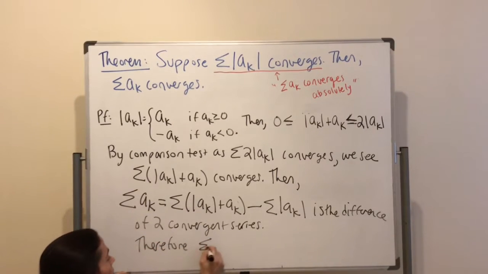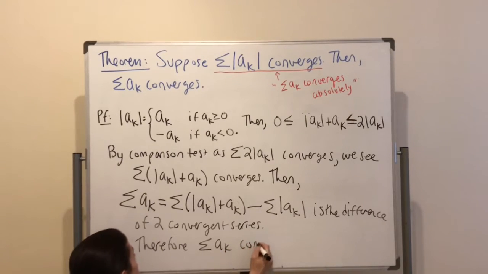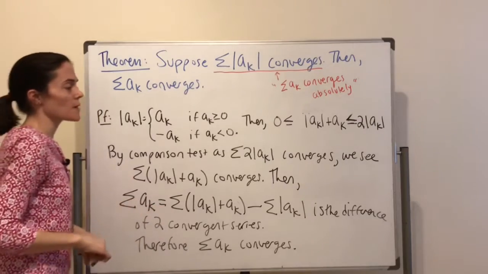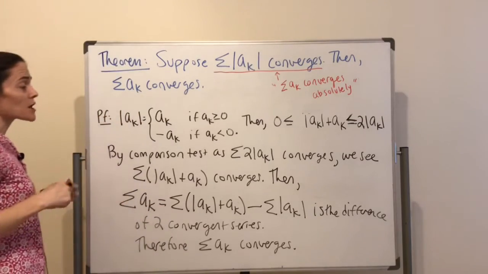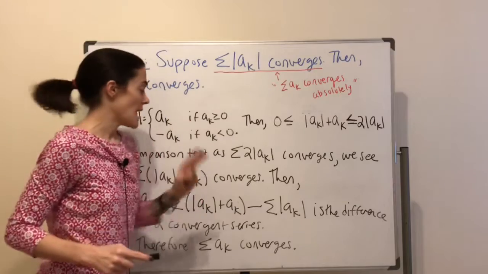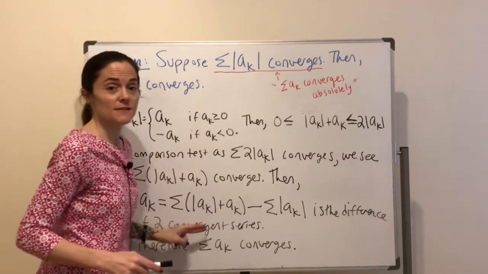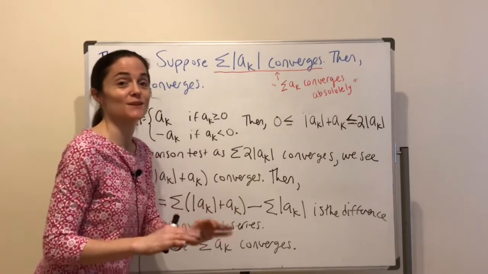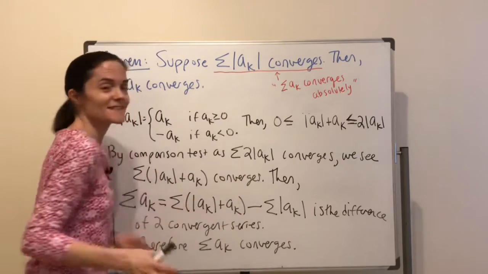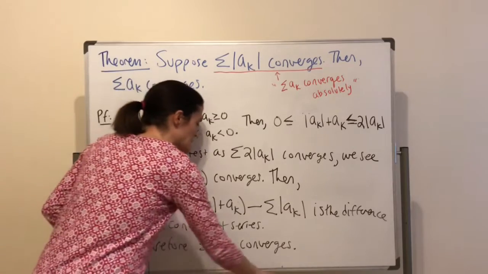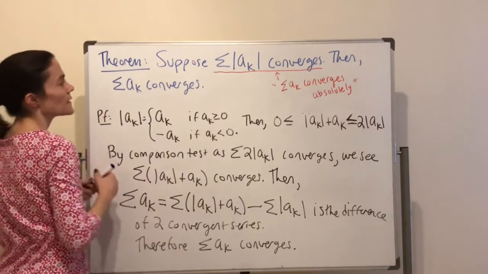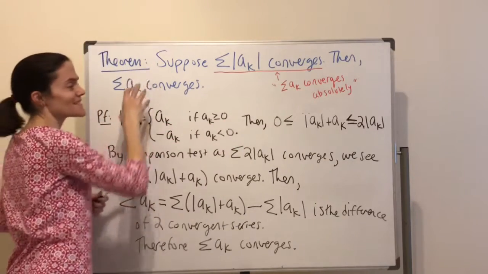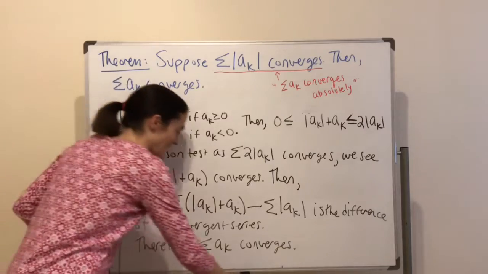Therefore, this converges. Okay, so what we see here, it took a little trick, but really, my argument was a comparison test, and then properties of convergent series. If you have 2 convergent series, you add them, you get a convergent series. You take 2 convergent series, take their difference, convergent series. Okay, so what I have proved here is if you have a series that converges absolutely, then the series itself converges.